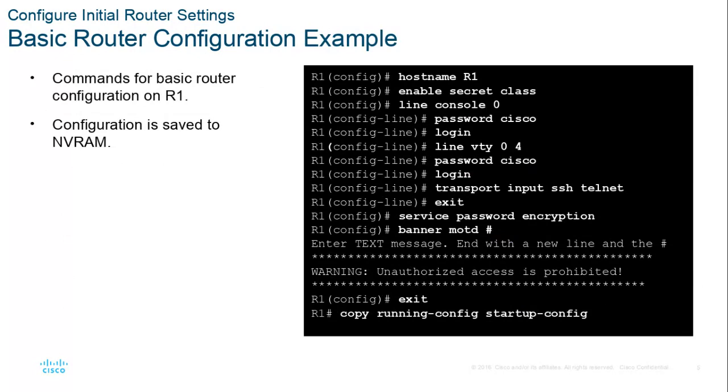So on this router, we've given it the host name, we've done the enable secret class, we've done the passwords for the login, remote login, and console login. We've done the banner message of the day. And then we type copy run start. You can type copy running-config startup-config like he has here, but you can shorten it to copy run start.